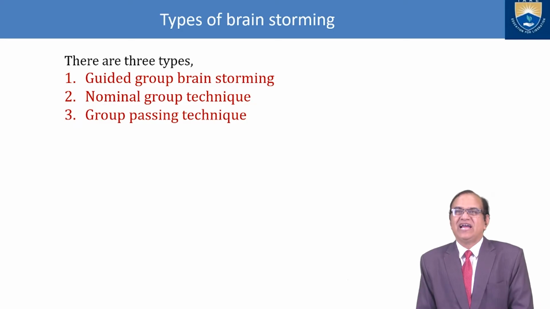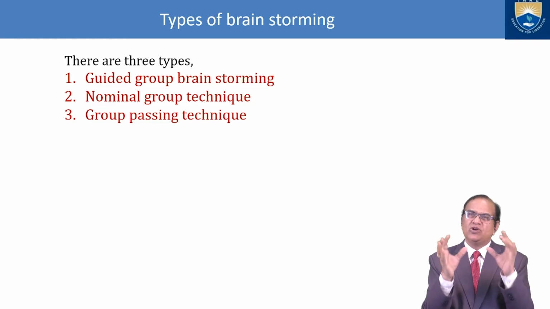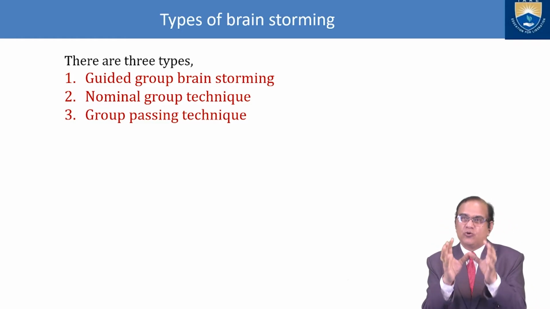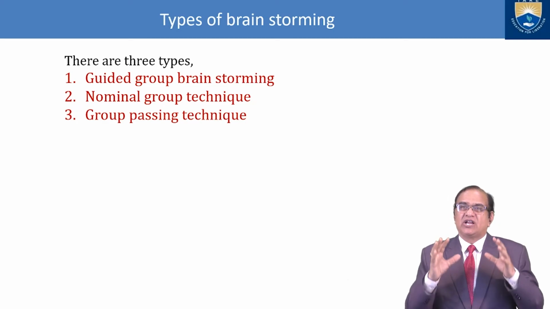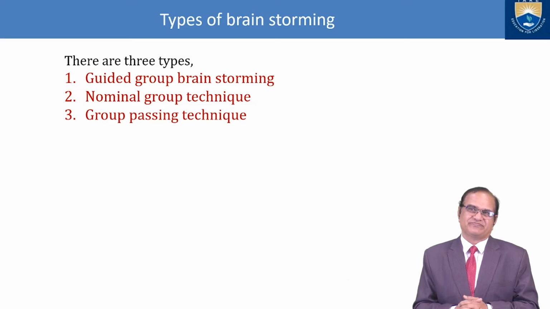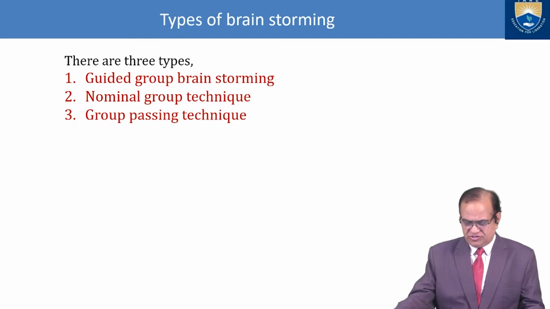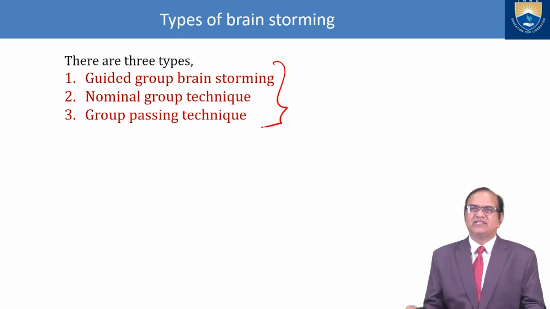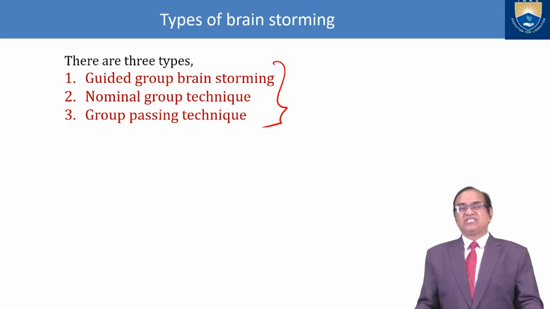So here we have the guided group brainstorming. The first type is the guided group brainstorming. The second one is the nominal group technique. The third one is the group passing technique. These 3 are the pedagogy methods for brainstorming for project based learning. And I am going to discuss these one by one in detail.